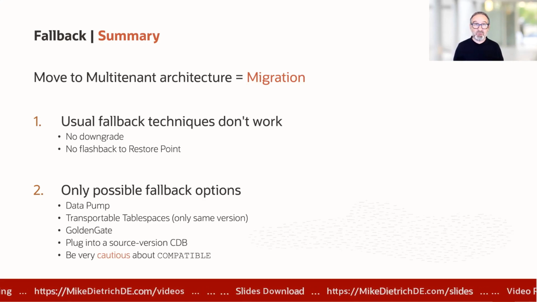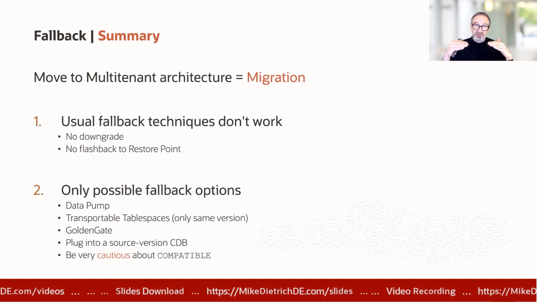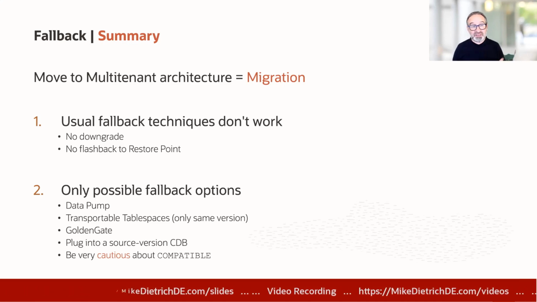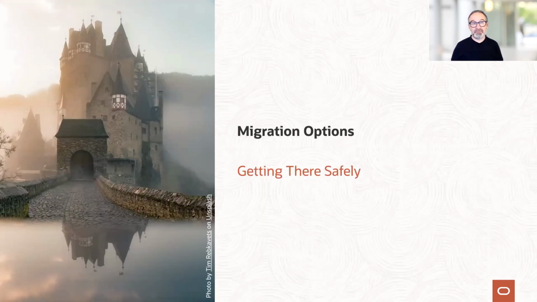Transportable tablespaces would only work to the same version. GoldenGate on top of that is very good for decreasing the downtime. Or, as we've shown, the plug into the source version CDB, which is not entirely going backwards and doing a simple downgrade. It's going backwards into the same release, but a CDB. So always, especially in this solution, be very cautious with the compatible parameter. So spend a little time thinking about the fallback. It's really important.